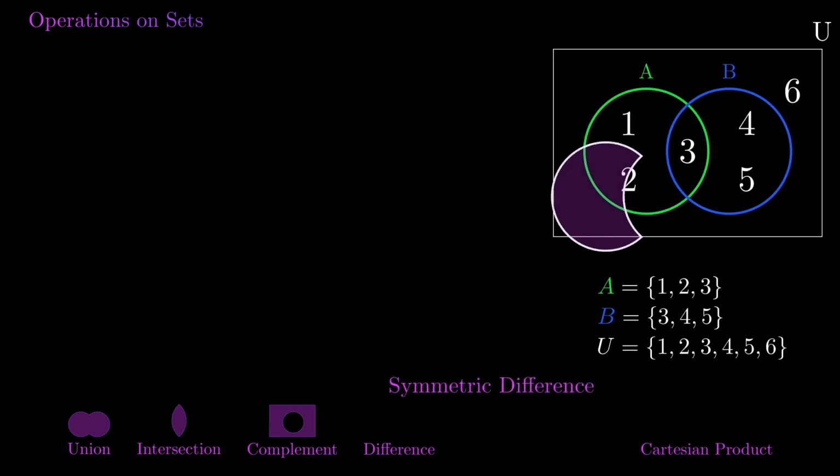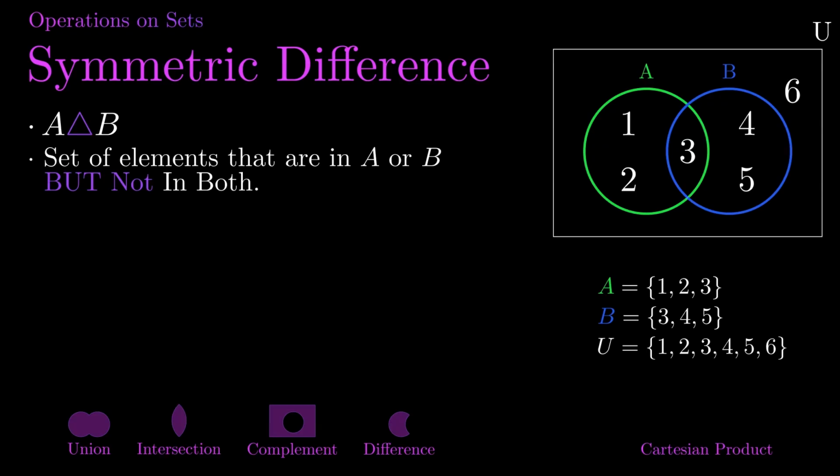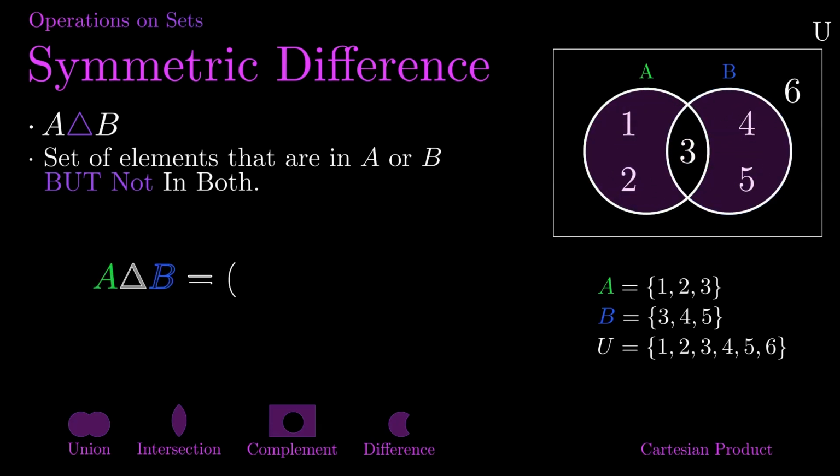Fifth, symmetric difference. The symbol is a delta. It's the set of elements that are in A or B, but not in both. It's everything except the intersection. Visually, it's the two crescent moons combined.